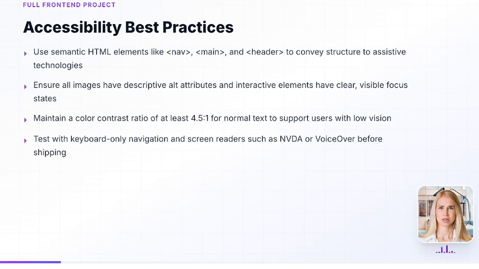Accessibility is not an afterthought, it's a core quality standard that ensures your app works for every user, regardless of ability. By combining semantic markup, sufficient color contrast, and thorough keyboard and screen reader testing, you create experiences that are inclusive by design. Building these habits early in your project saves costly retrofitting and makes your front end genuinely production ready.